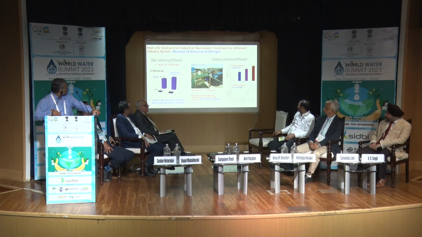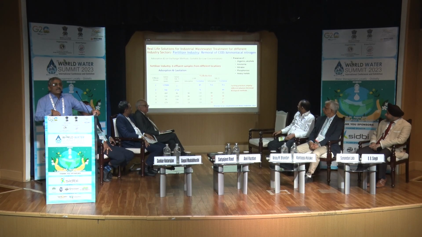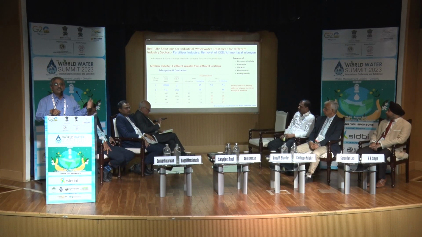Next one. Fertilizer industry is a big complex and different plants are generating different types of effluents. There also some of these streams are high COD content, some of these streams are high ammoniacal nitrogen content. In fact, sometimes you can get COD more than 1 lakh, and that is where you require specific technology, and this technology is useful even when COD content is as high as 1 lakh.